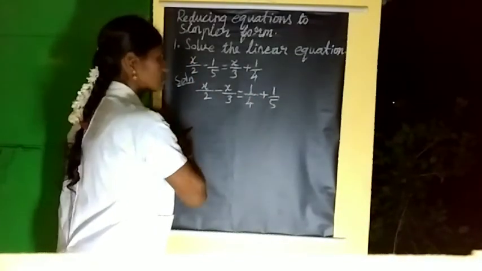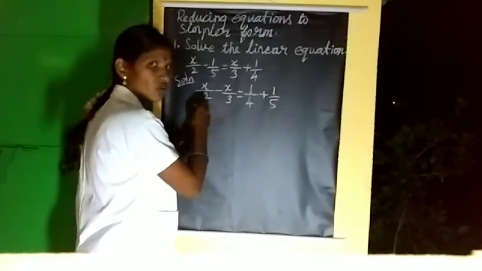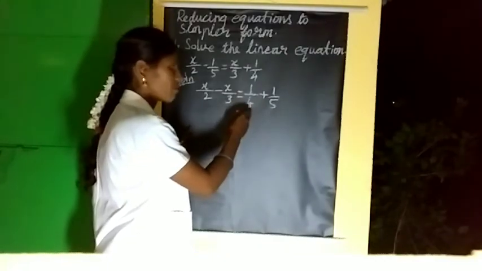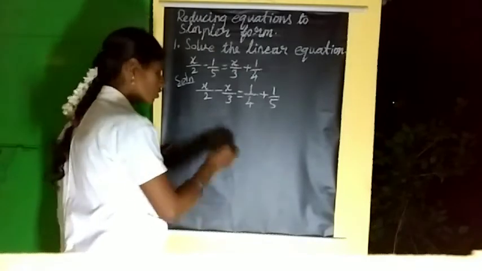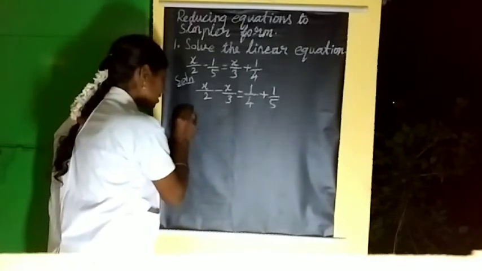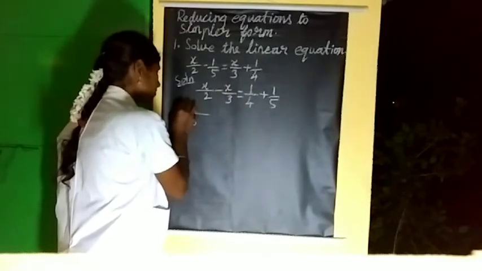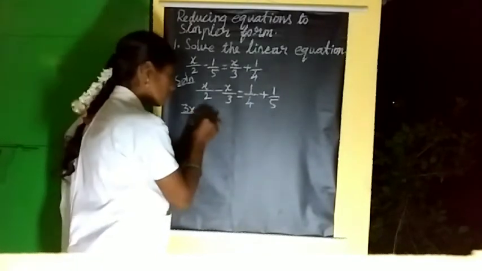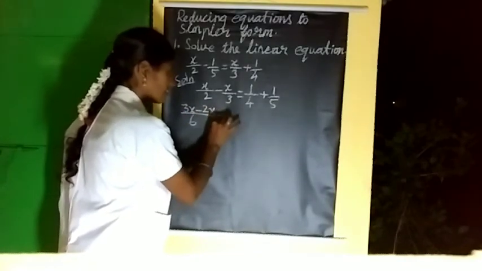Now see this. This is a fraction. So you find the LCM of 2 and 3 and the LCM of 4 and 5. 2 and 3, what is the LCM? You know, 6 is the LCM. So here we have to multiply by 3: 3x. Here you have to multiply by 2: minus 2x divided by 6 is equal to.